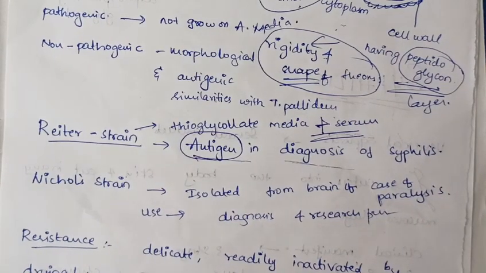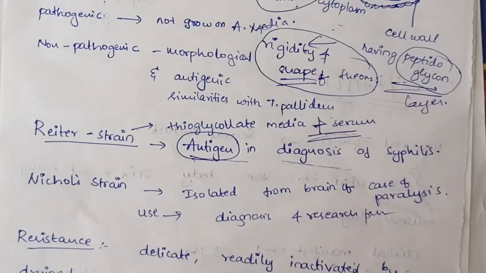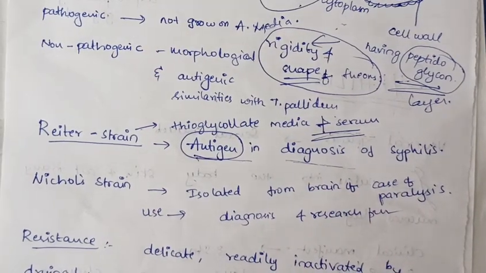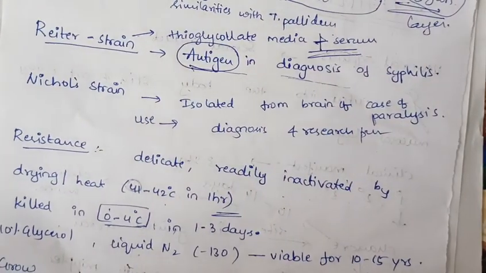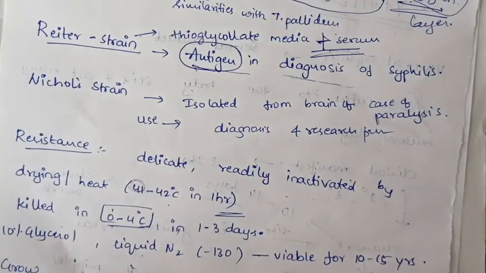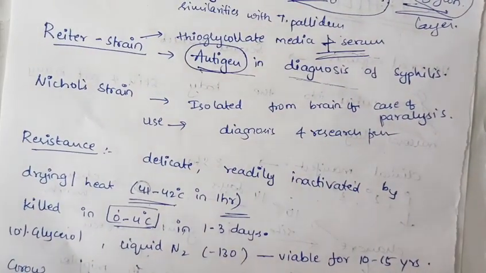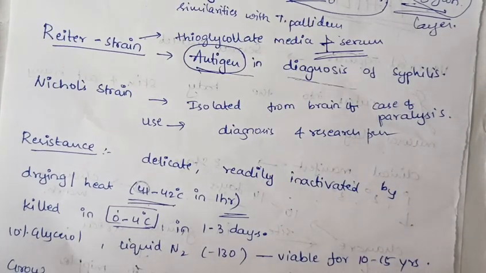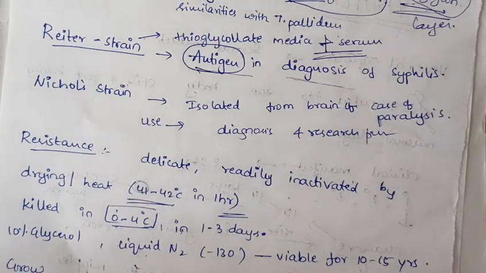And next, coming to resistance. This organism is delicate, readily inactivated by drying or heating. Generally, when exposed to a temperature of 41 to 42 degrees for a period of 1 hour, this organism can be readily inactivated, and it is killed at 0 to 4 degrees centigrade in 1 to 3 days.